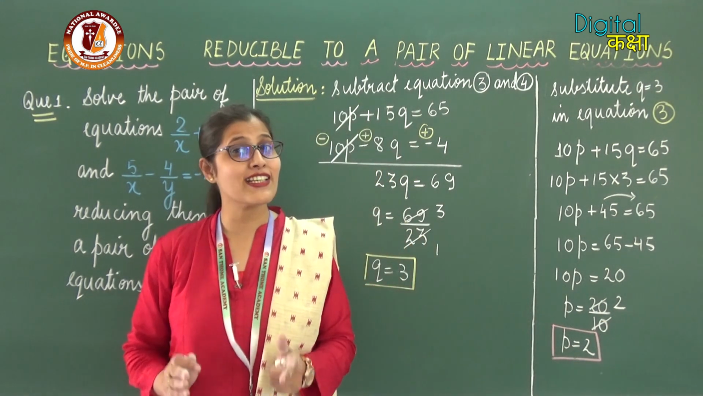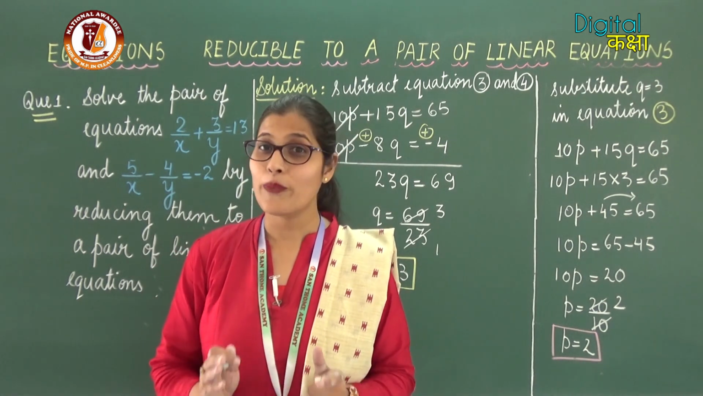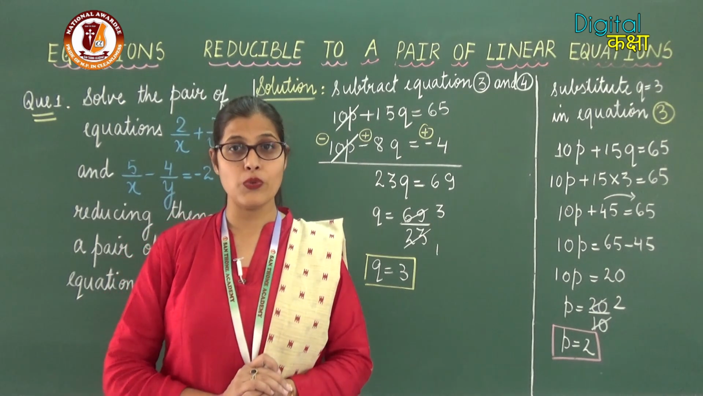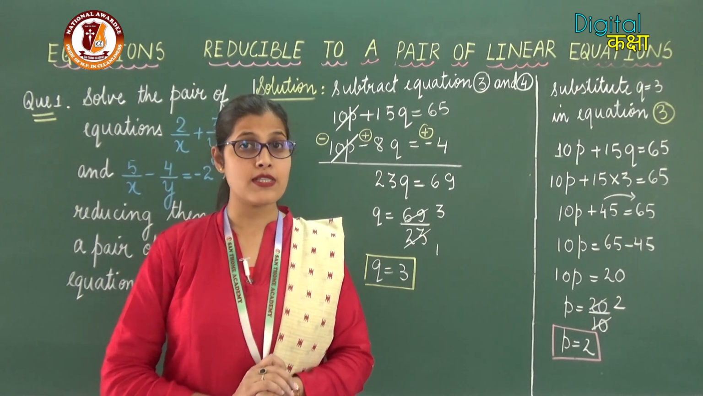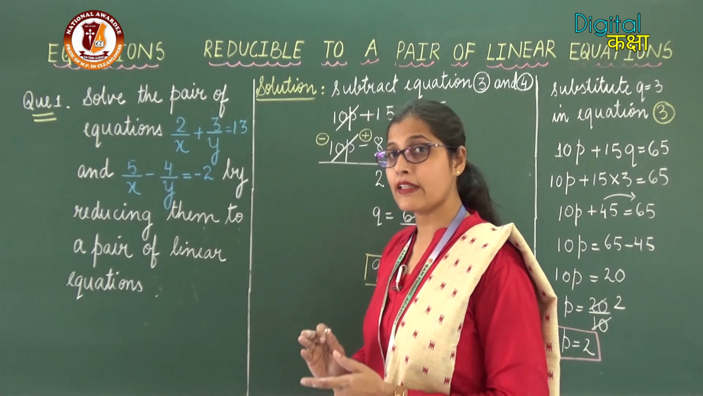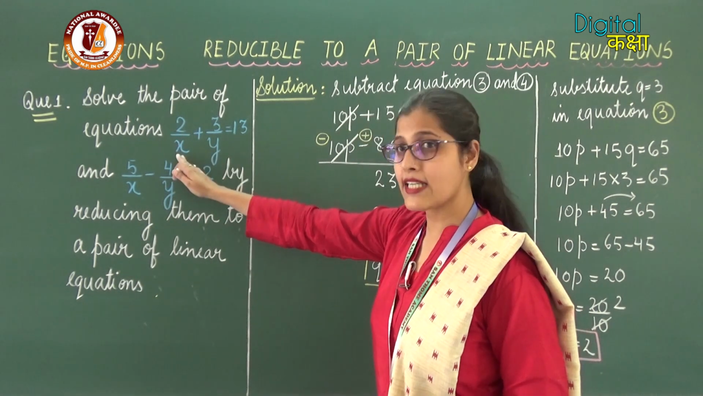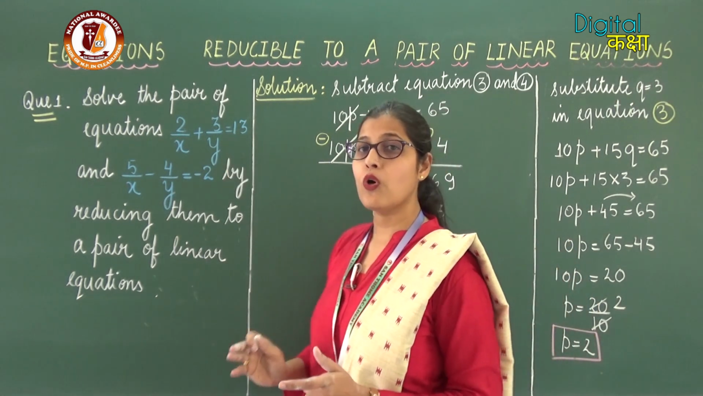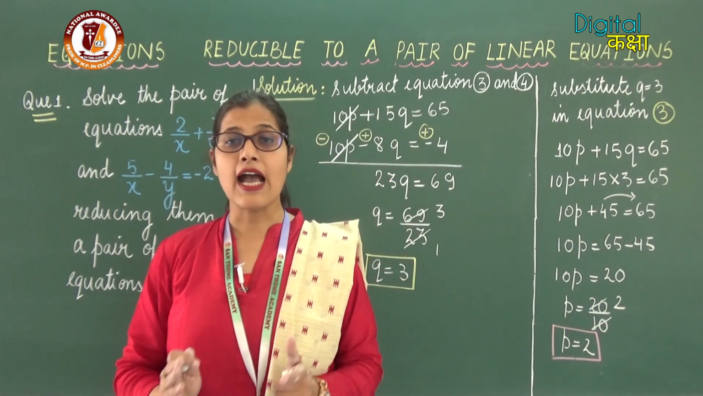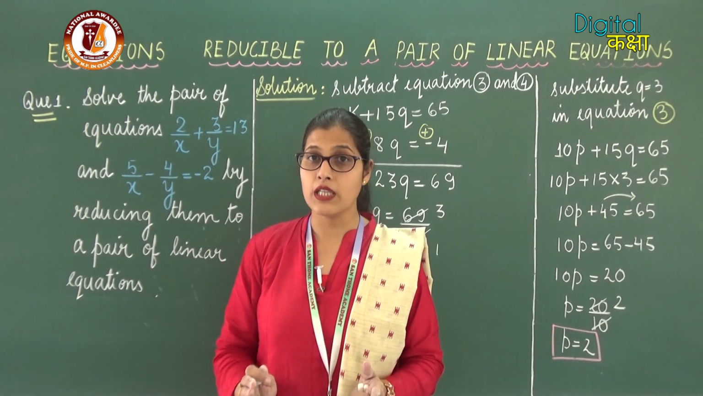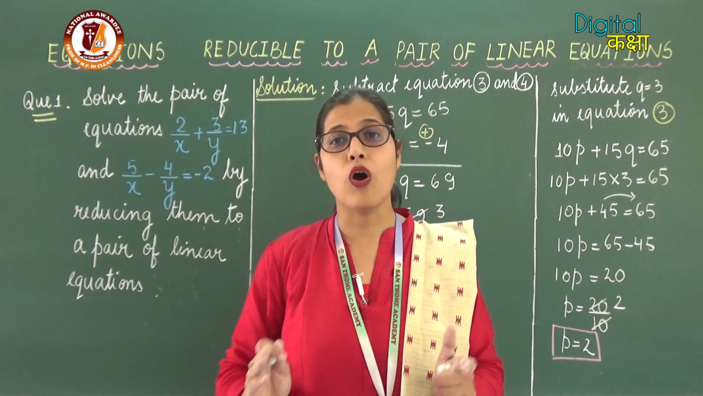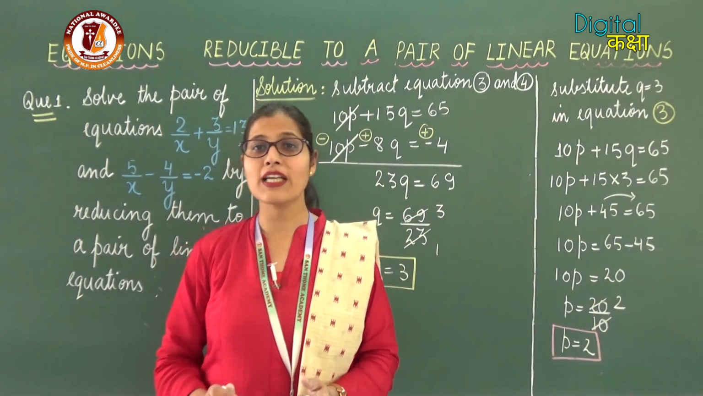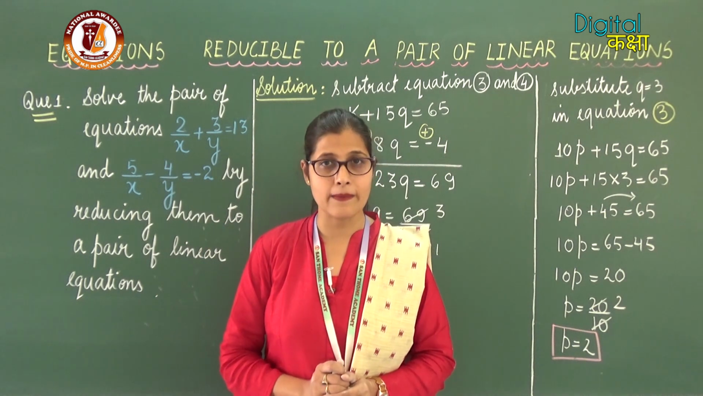Now, the question is not yet over. We need to simplify the question further to get the value of the unknown variables which are given in the beginning, that is the variable x and the variable y. For getting the value of variable x and variable y, we will compare the values of p and q with the assumption that we have taken in the beginning.